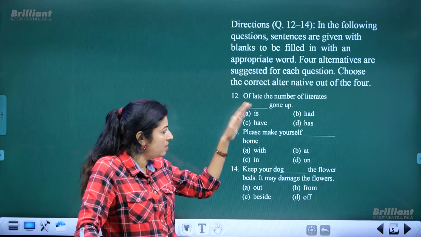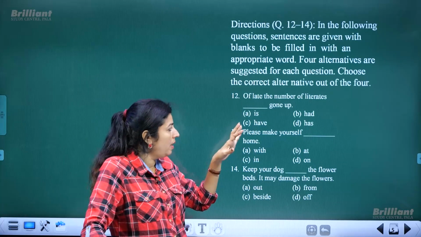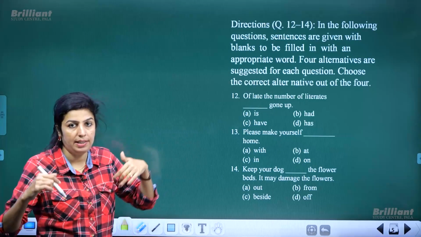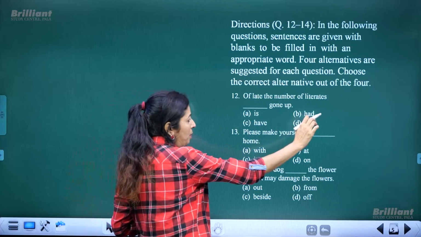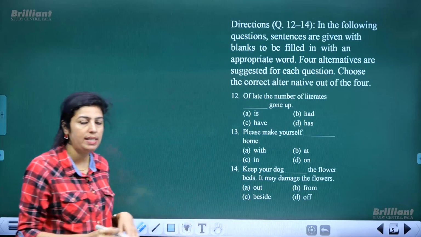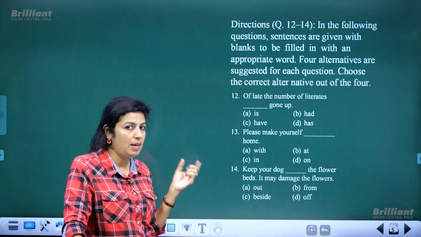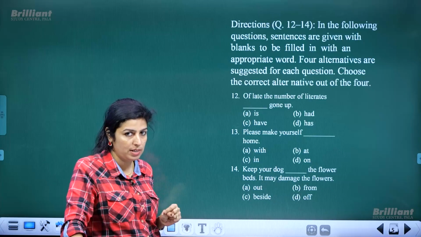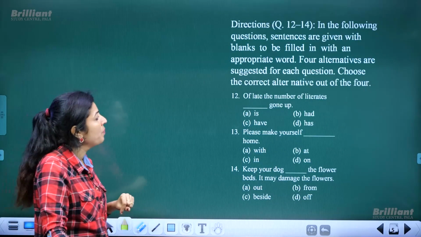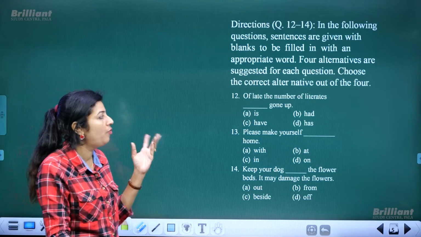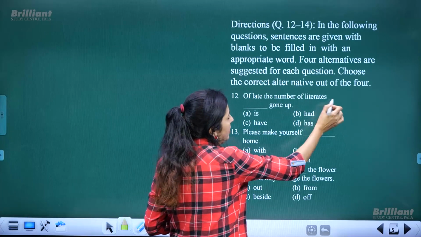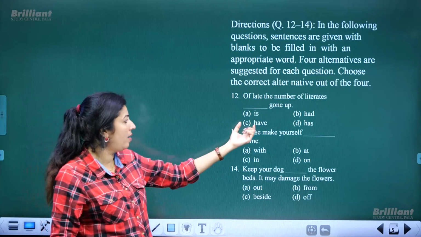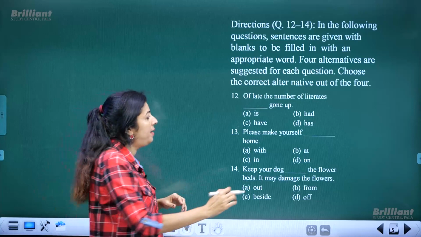The number of literates blank gone up. Is it 'is gone up'? We do not use 'is gone up'. Either had, have or has. And right now we are talking about the present times, current times. So, is and had cannot be used, either have or has. Now, the point is subject verb agreement, or singular plural agreement, which we studied in one of those extra sessions. Do you remember that? See, of late, a majority of you will focus on the word literates, right? Literates, and since it is plural, majority of you feel that it would be have gone up. But that is wrong. It is has gone up.